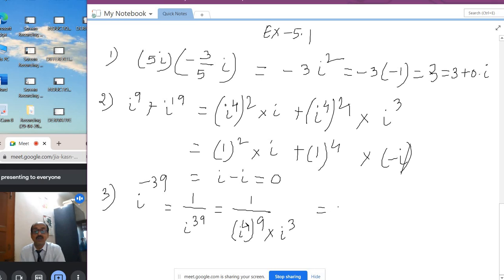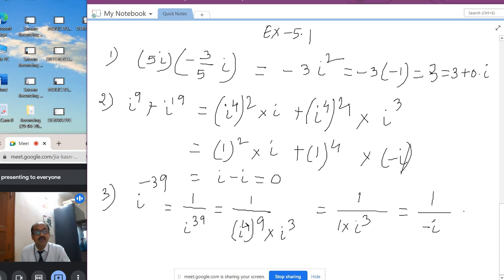Now this equals 1 by, and i to the power 4 is 1, 1 to the power 9 is 1, so it is i cube only. So 1 into i cube, and i cube we know, i square is minus 1, so minus i. So 1 by minus i.